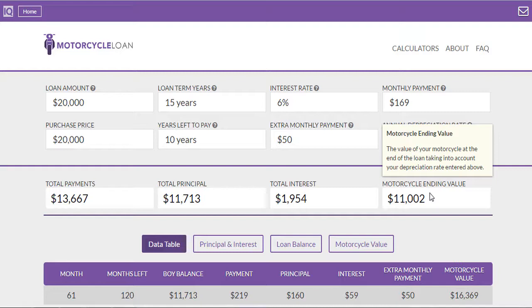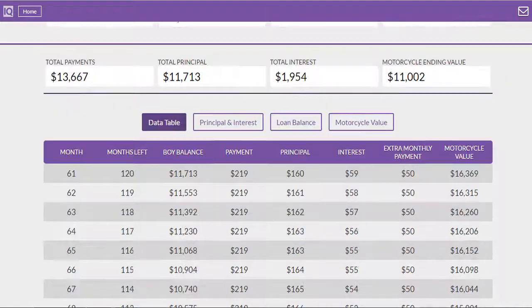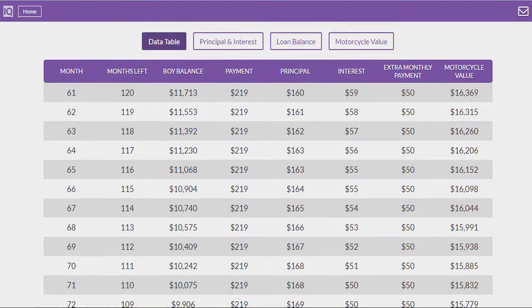The table is a basic motorcycle amortization table that is broken down into months. Then there are the payments and the principal and interest columns to break down the payments for the user. And finally, there's the extra monthly payment and the motorcycle value that has been discussed previously.